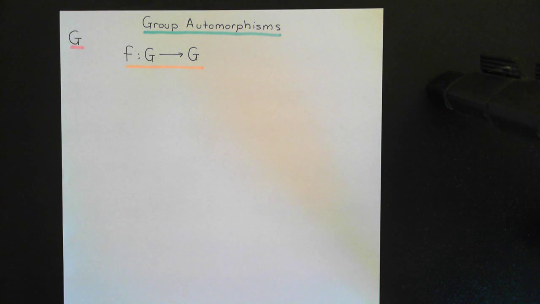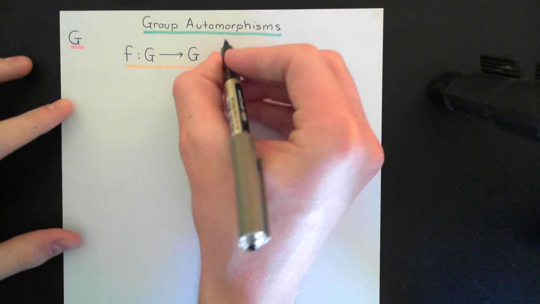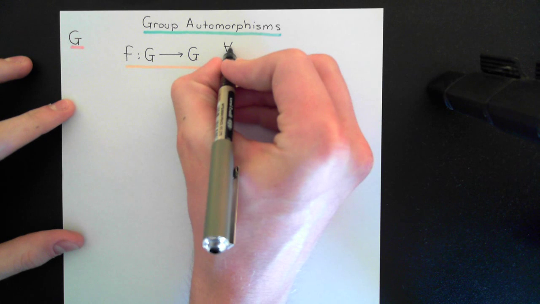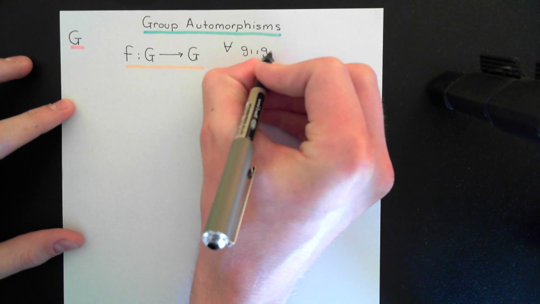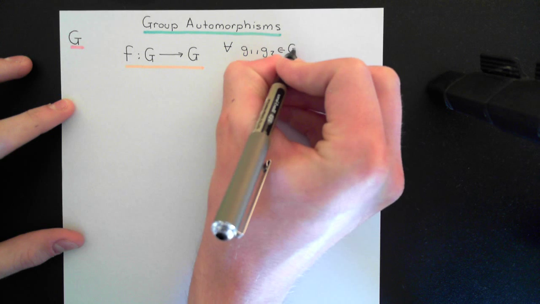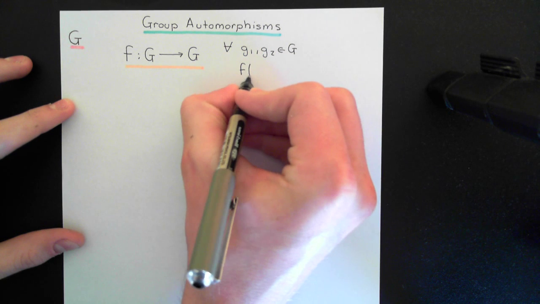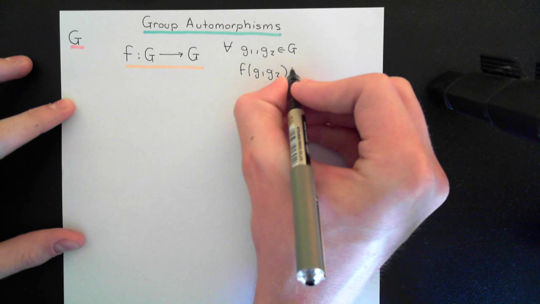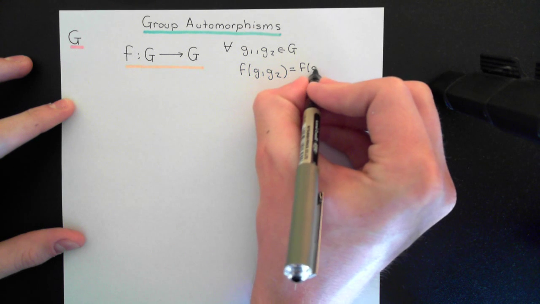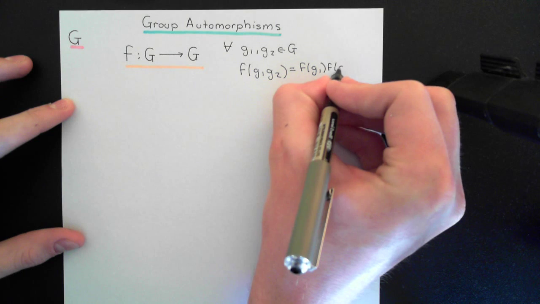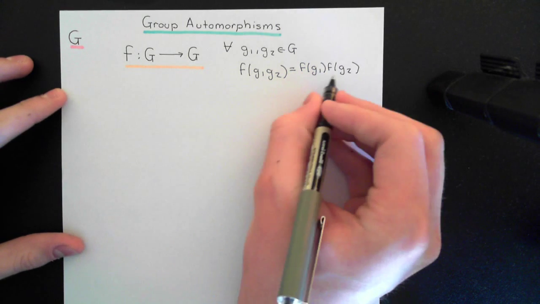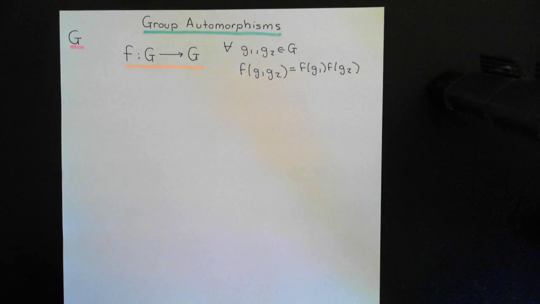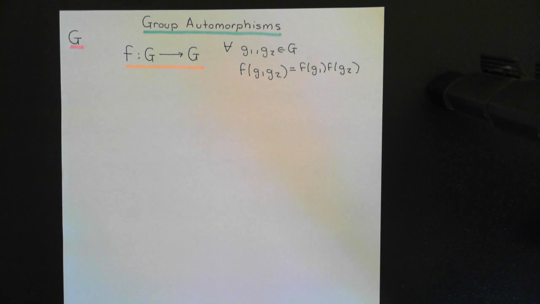Okay, and it's going to obey the criterion to be an isomorphism. So for all little g1 and little g2 that are elements of the group capital G, it must be the case that f of g1 composed with g2, where this is composition in the group, is equal to f of g1 composed with f of g2. And remember where this comes from. This is the criterion to be a homomorphism. It's the criterion that we saw when we were studying group isomorphisms.